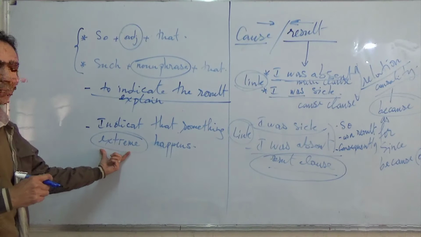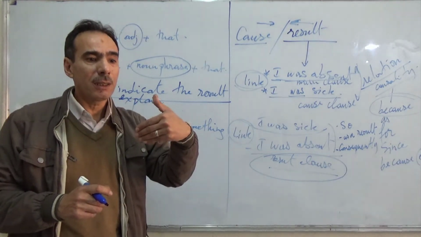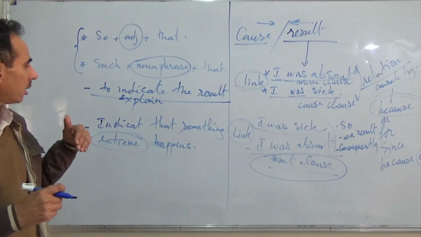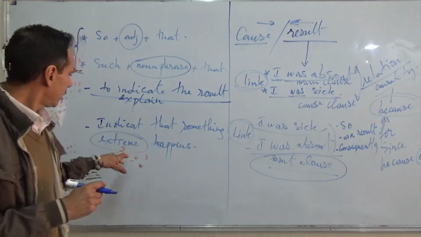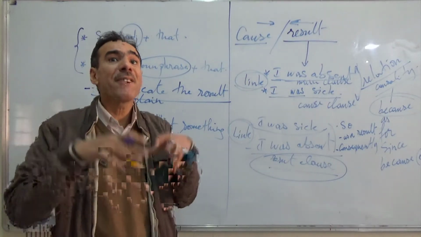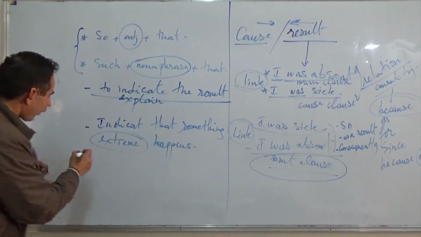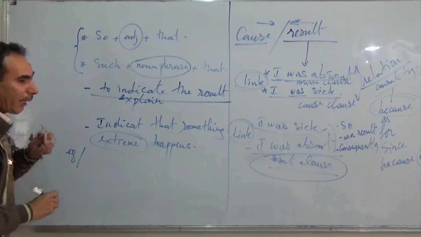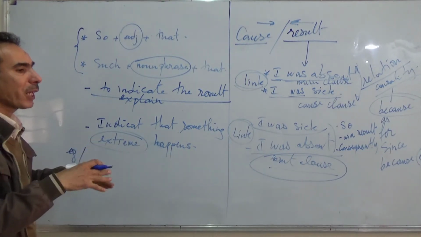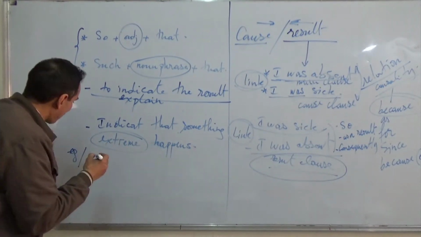You know what extreme is? Something that reaches an extreme degree. You want sometimes, let's say, to magnify things. Look, in this example, I am going to show you how we can magnify things, or how we indicate that something extreme happens.